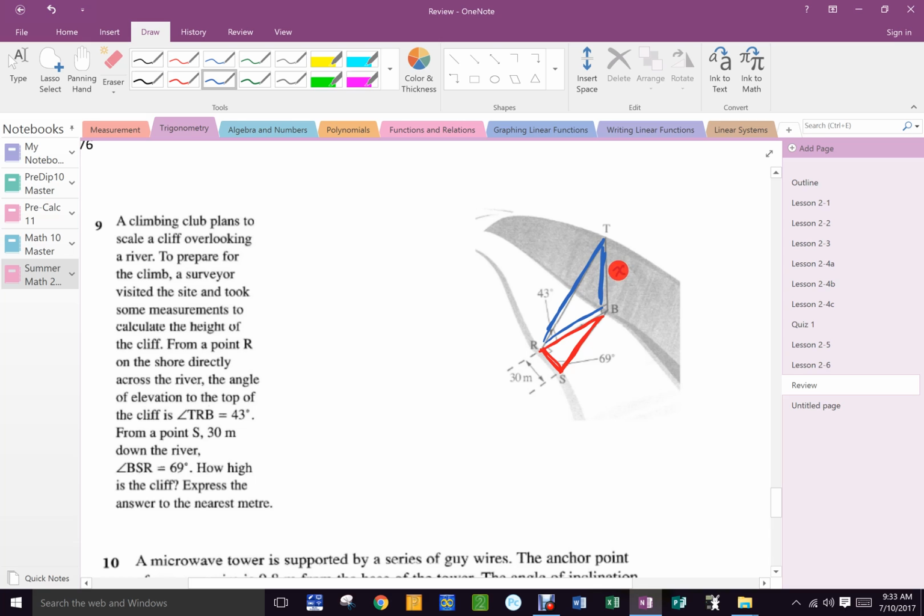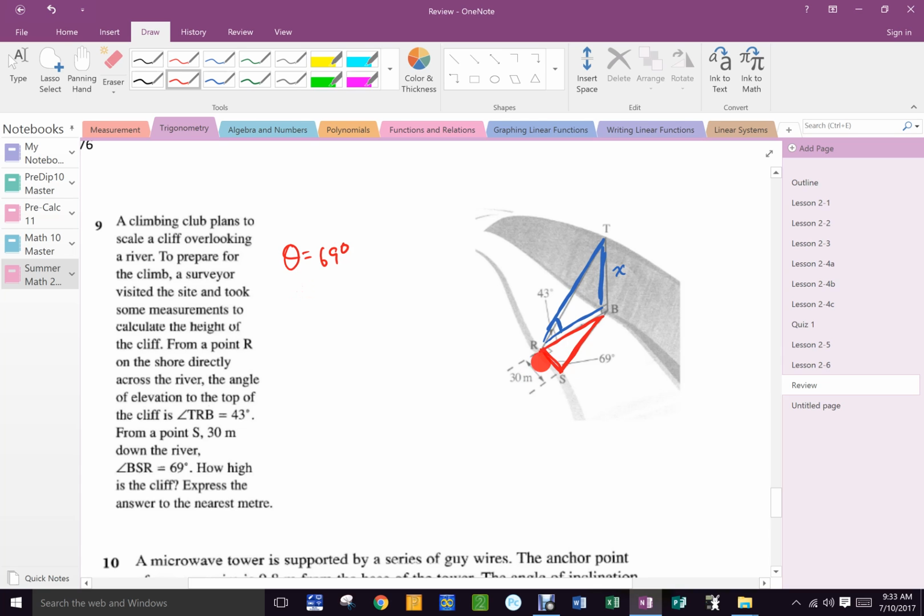Now, to find that, I would need 2 pieces of information on the blue triangle, yes? Do I have 2 pieces of information on the blue triangle? No, I only have 1. I got a 43 degrees. So I got to find 1 more piece of information. And hopefully I notice that the blue and the red, that's the same line in both, isn't it? And in the red triangle, do I have enough information? Yes. So in the red triangle, I have a theta of 69 degrees.